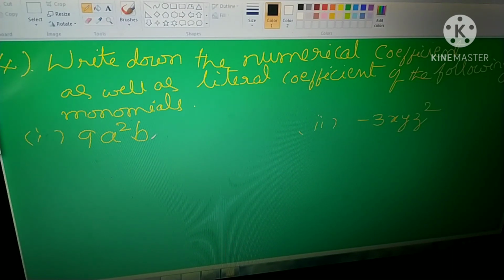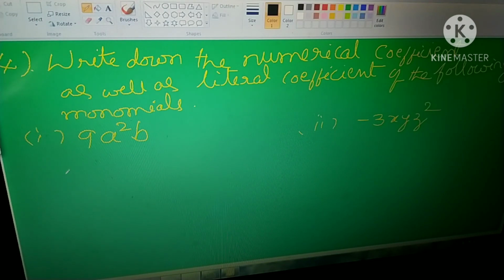9a square b, right? We have 9a square b here. So this is a monomial. Why? Because here we have no extension for this monomial. In between these 9a square b, we have no plus or minus symbols. This is a multiplication. So if you get these types of algebraic expressions with multiplication in between, they come under monomials.